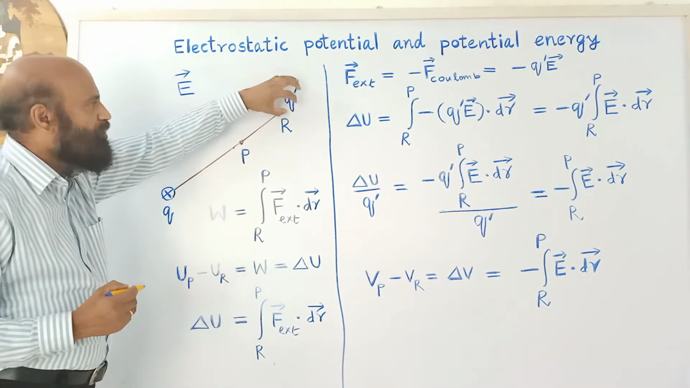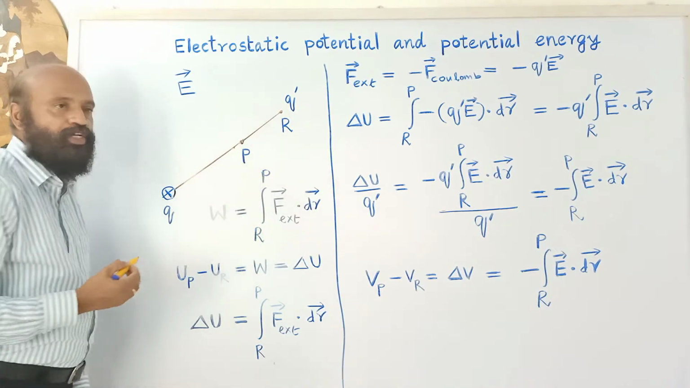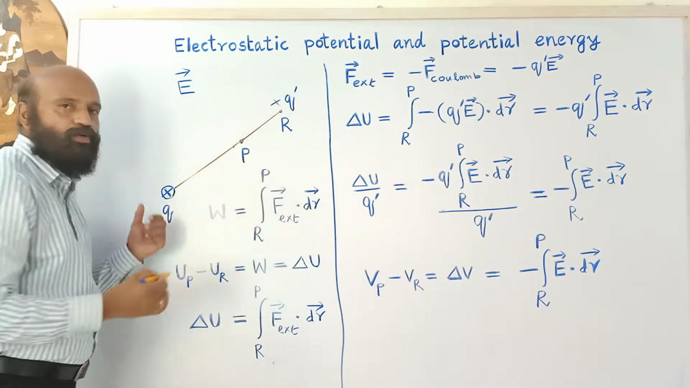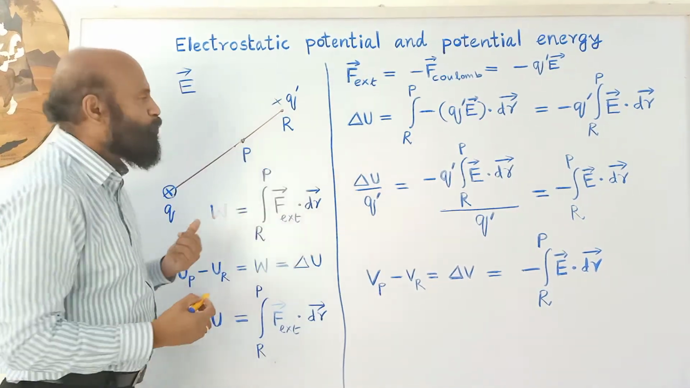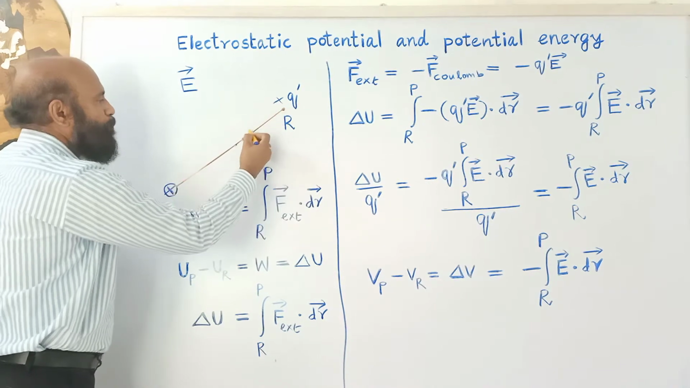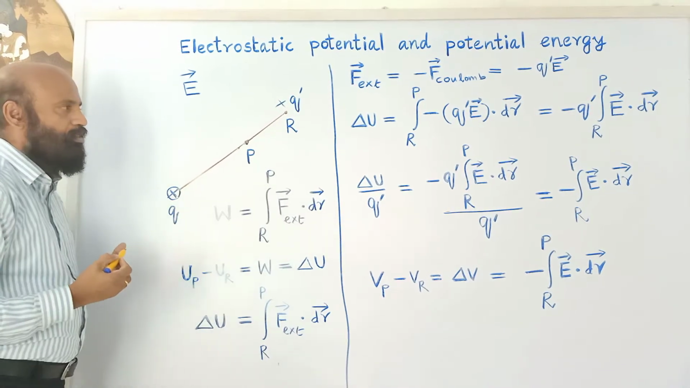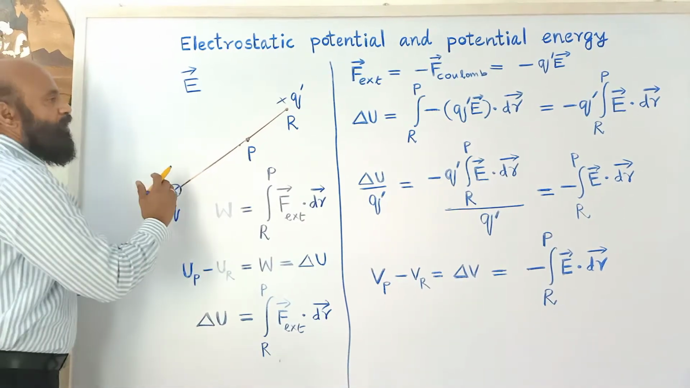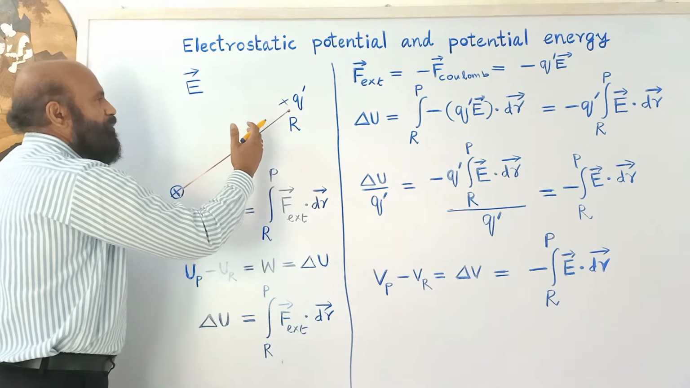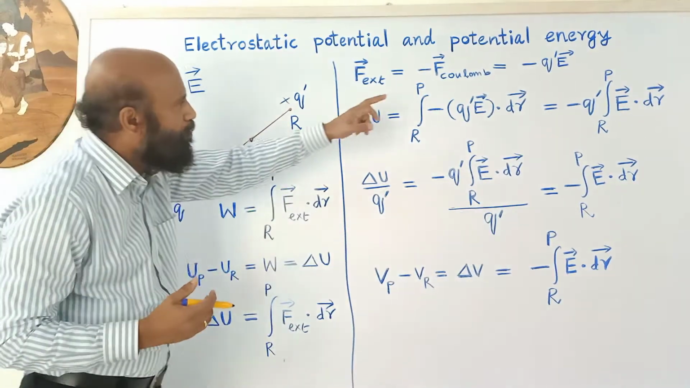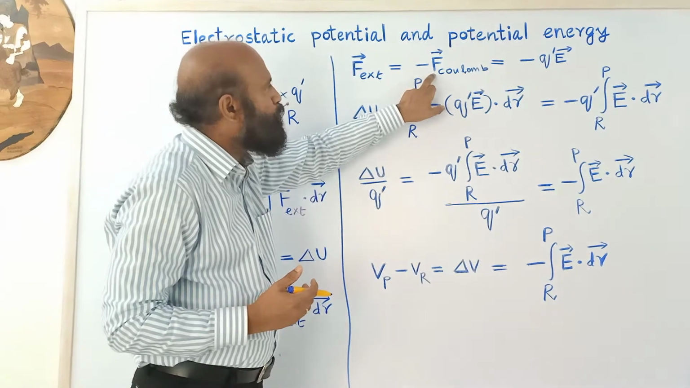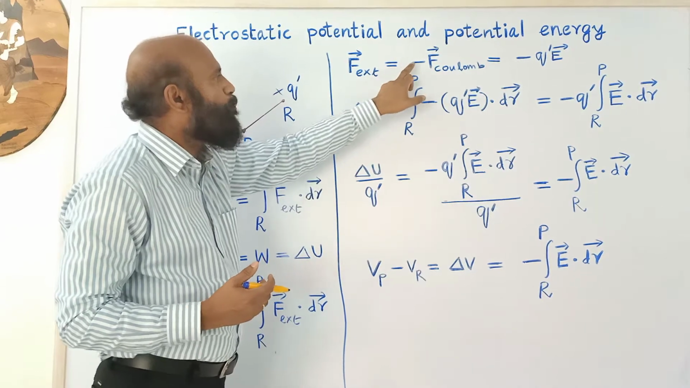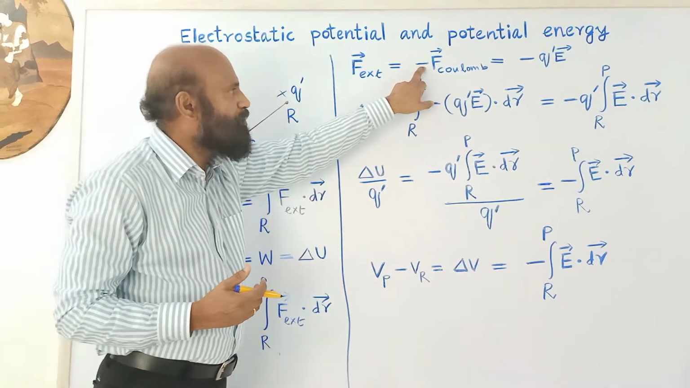To move the charge from R to P, work is to be done because this is a positive charge. Test charge is also positive. Positive, positive, there will be a repulsion. To move the charge from R to P, work is to be done. So you are moving this charge with a constant velocity. So external force will be same as the force due to Coulomb's law. So this is the Coulomb's force and external force. It should be equal but opposite. That is why there is a negative sign.